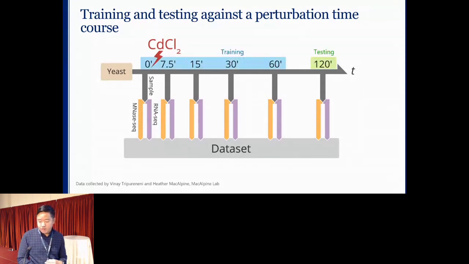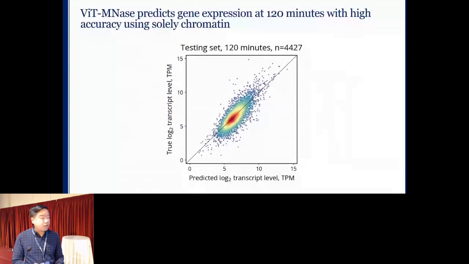And we will take the first 5 time points as our training set, and we'll test against our remaining time point 120. So there are different ways that we can slice and dice the training and testing scheme, but this is what we settled on. And with that, we can predict time point 120 with a pretty high level of correlation. So half of the variance can be explained with just the chromatin alone.